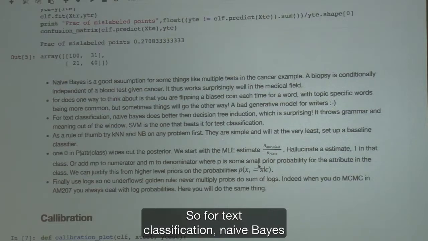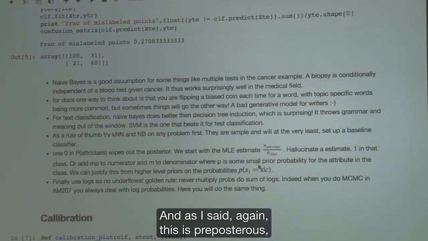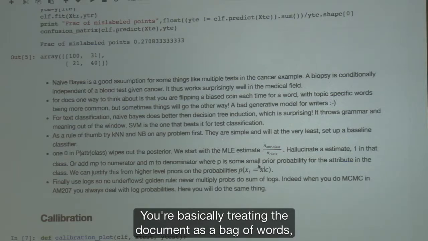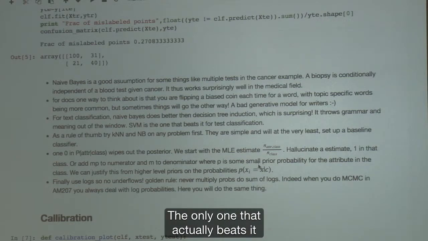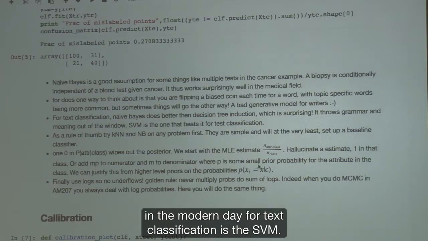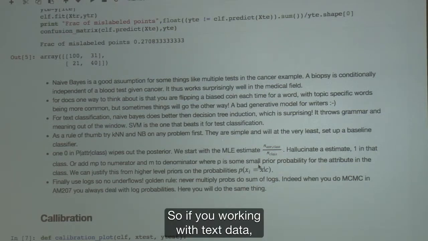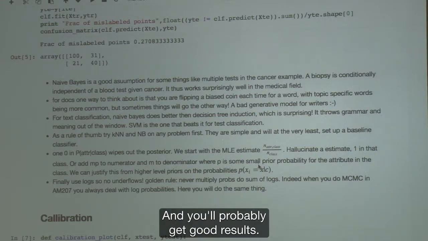Okay. For text classification, naive Bayes does much better than decision trees, as it turns out. And again, this is preposterous because you're throwing out all meaning. You're basically treating the document as a bag of words. The only one that beats it in the modern day for text classification is the SVM with the linear kernel, which is quite fast. So if you're working with text data, try naive Bayes first, and then try an SVM with the linear kernel, and you'll probably get good results.